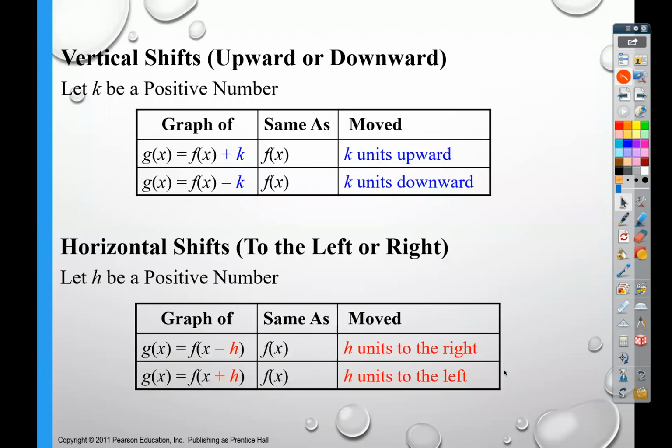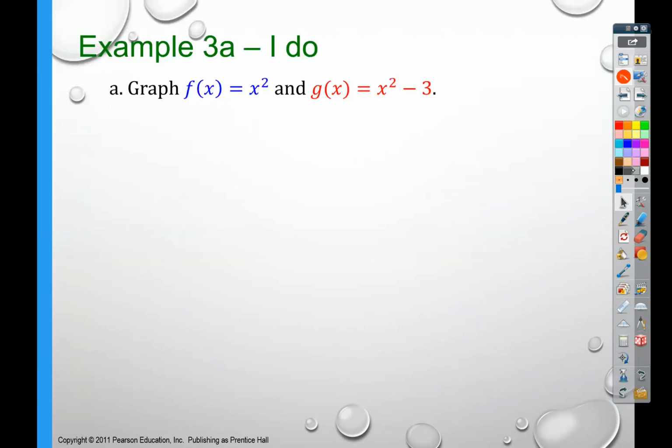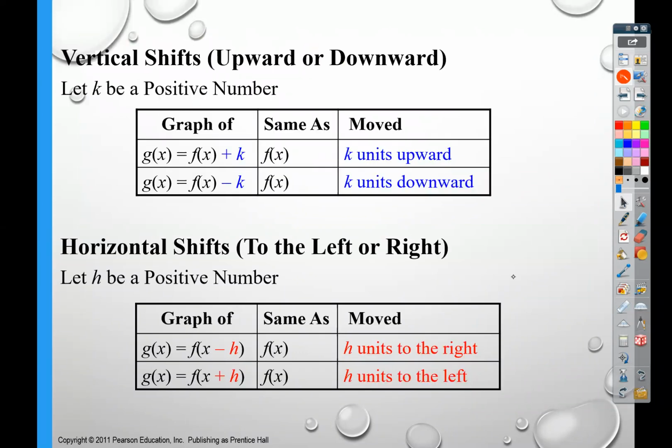All right, so some shifts. If you have a plus k, so plus a constant out to the side, that's going to shift upward. If it has minus, that's going to shift downward. If it's in parentheses or inside the function, minus is going to shift to the right, and plus is going to shift to the left. You should also write that down if you haven't already.